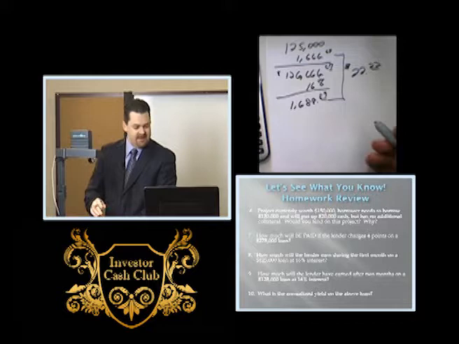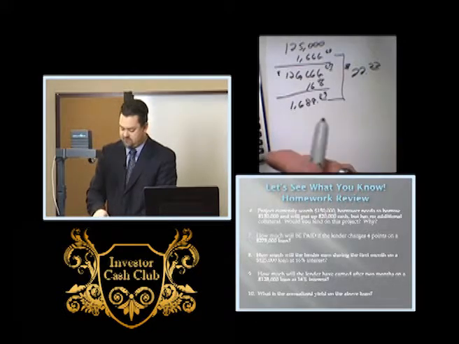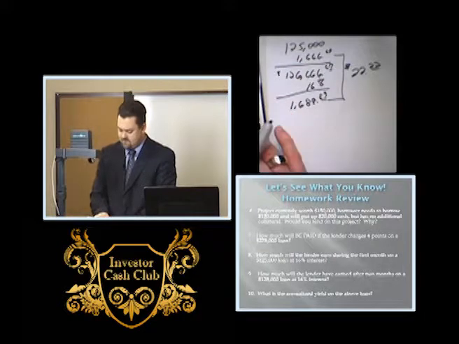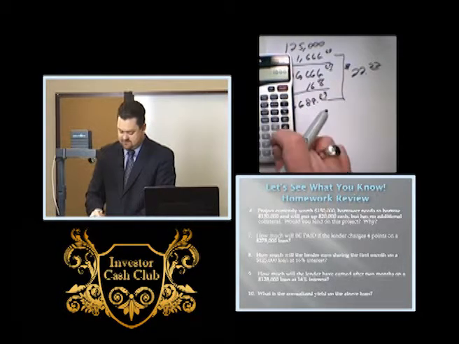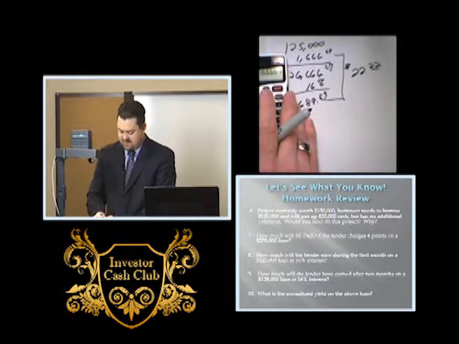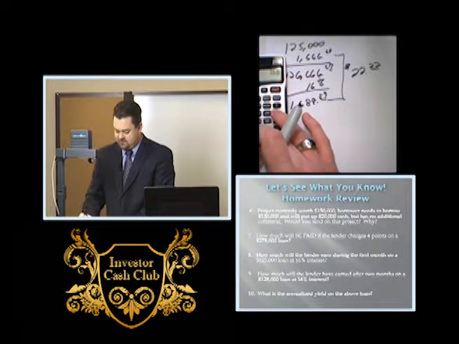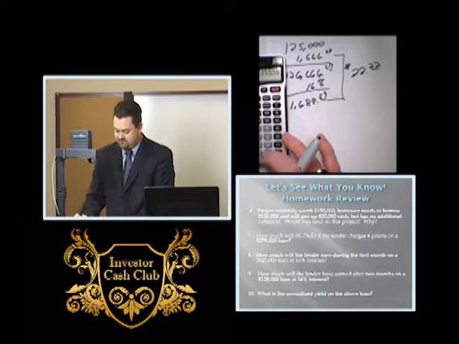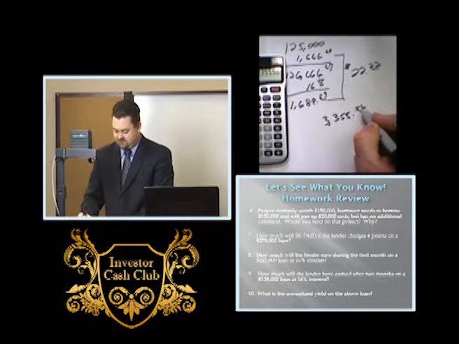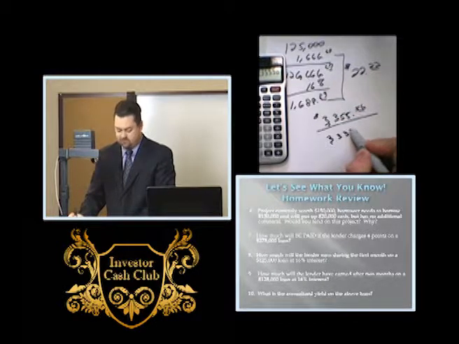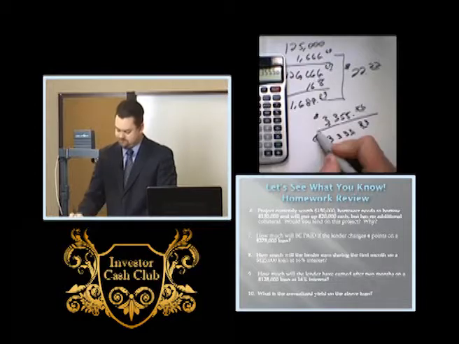The answer to question number 9 can be one of two answers. It's either the 1,666.67 plus the 1,688.89, so the answer could be $3,355.56, or it can simply be $3,333.33. Okay, a difference of $22.22.